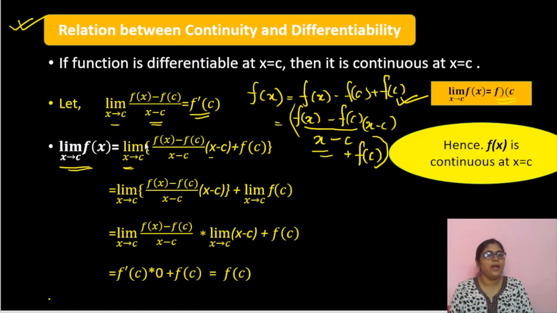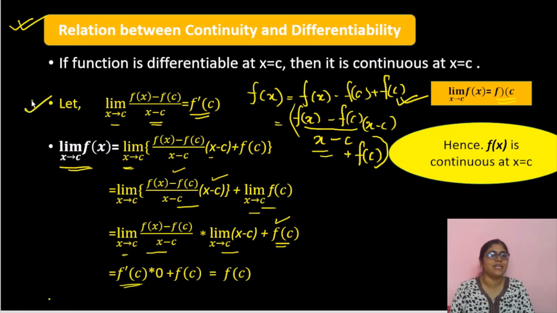Now we know limit of f(x) + g(x) is equal to limit of the first function plus limit of the second function. So it is just a split. And again we know that limit of f(x) into g(x) is equal to limit of f(x) into limit of g(x). And limit of f(c) when x tends to c is equal to f(c) only, because it is a constant. So now limit of (f(x) - f(c)) / (x - c) when x tends to c is equal to f'(c). We have considered it here.